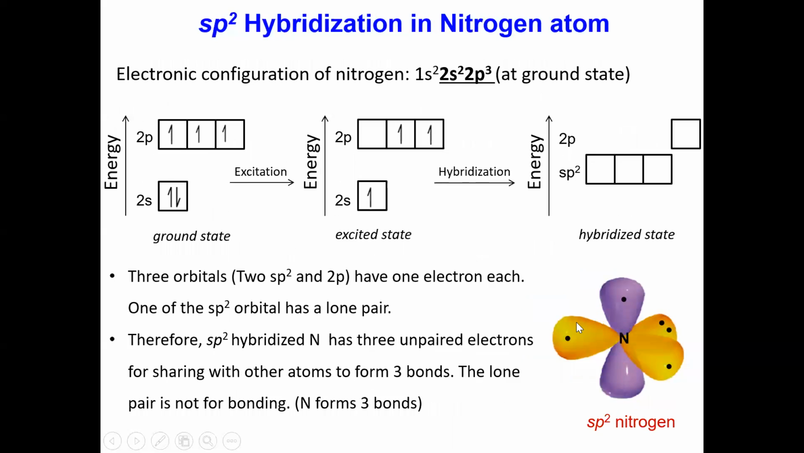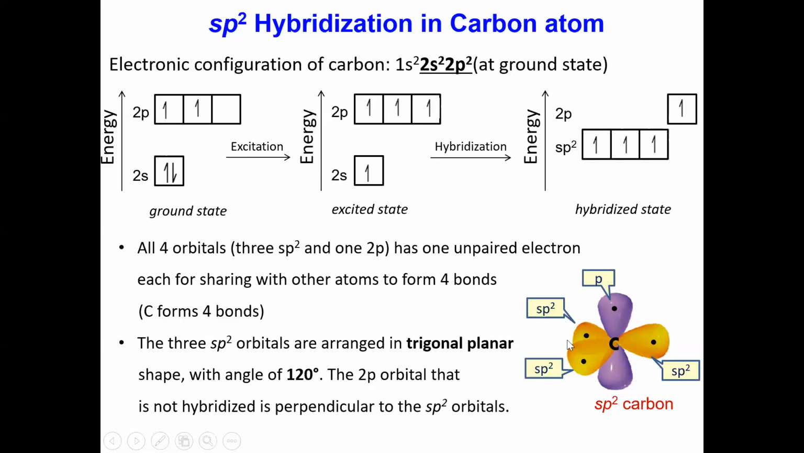Okay, we call it a trigonal planar shape for your sp2 orbitals. And the 2p orbital that is not hybridized is perpendicular to the sp2 orbitals. So you can see this shape over here. Okay, the sp2 orbitals are arranged like in a triangle shape. We call it a trigonal planar. And the p orbital is perpendicular to the sp2 orbitals.